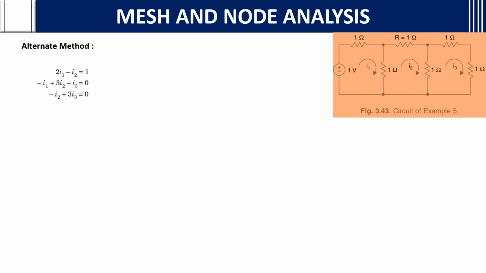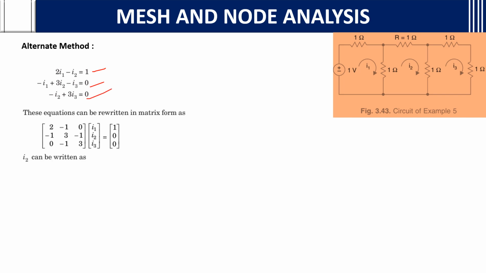Then the alternate method. We have seen Cramer's rule in the earlier slides. Now I'll show how to do it using Cramer's rule. These are the three equations we got already. I've put them once again here. We can write them in matrix form. See here, the I1 component is 2, I2 is -1, I3 we don't have, so 0. Then I1 is -1, I2 is 3, I3 is -1. For the third, I1 is 0, I2 is -1 and I3 is 3.